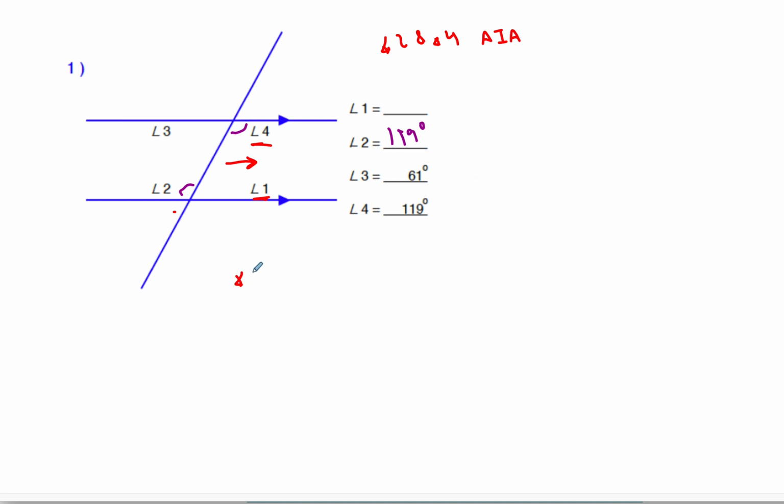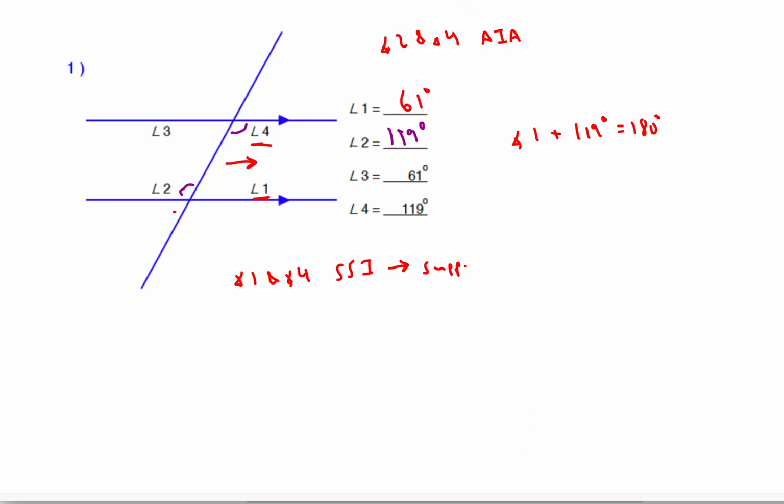Angle 1 and angle 4 are still interior, but they're same side interior. And so they are supplementary, right? So that means angle 1, whatever that is, plus angle 4, which is 119, has to equal 180. And if you subtract 119 from 180, conveniently enough, you get 61 degrees.